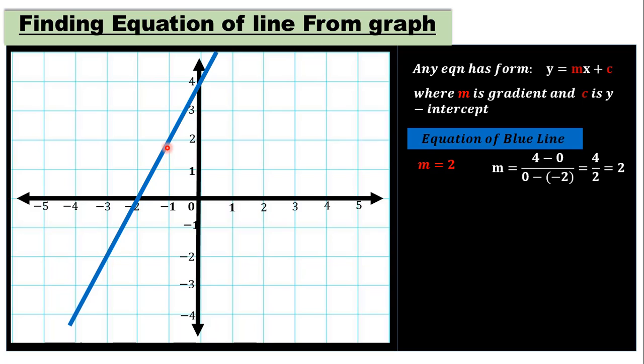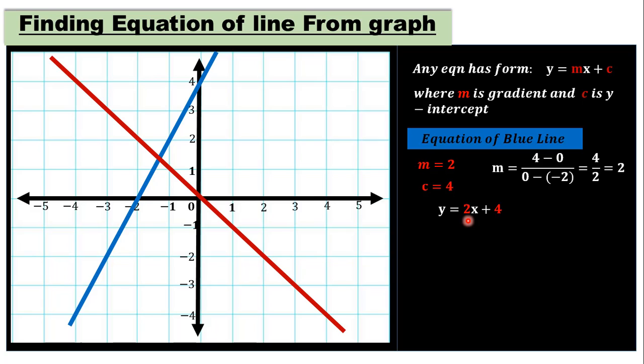Now students, the second important thing is the y-intercept, meaning where our line intersects the y-axis. If we look at this line, it is intersecting the y-axis at the point 4. So the value of c is equal to 4. Now the equation of this blue line will be y equals m, which is 2, and x will remain x, while c will be replaced with 4. So the equation of the line is y equals 2x plus 4.